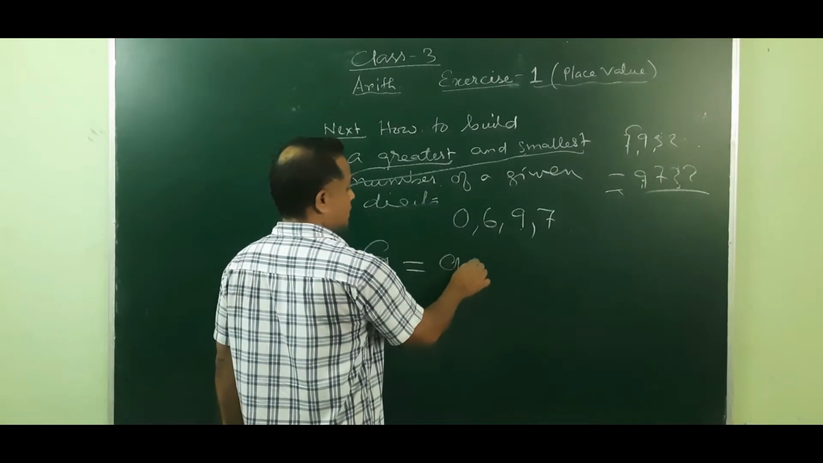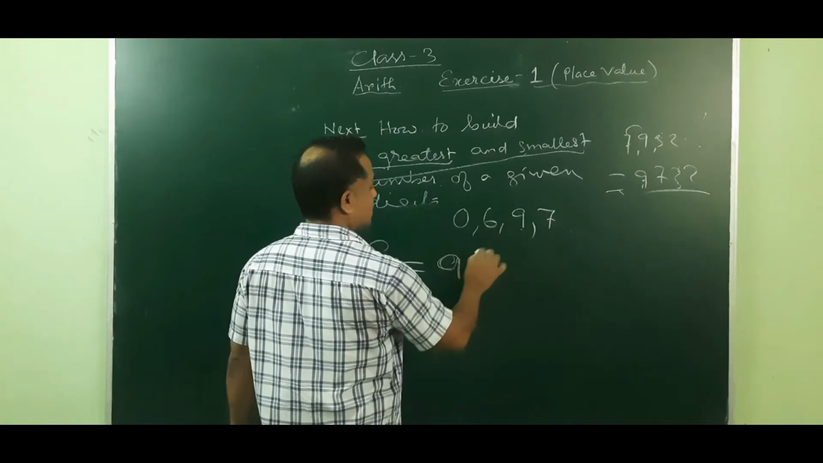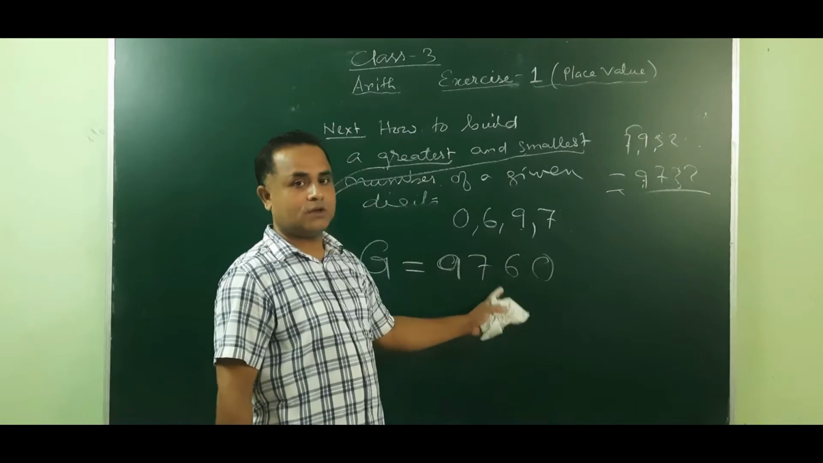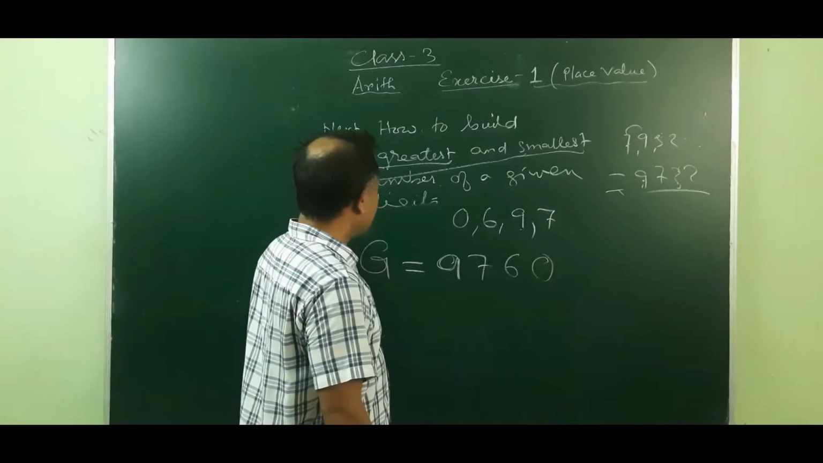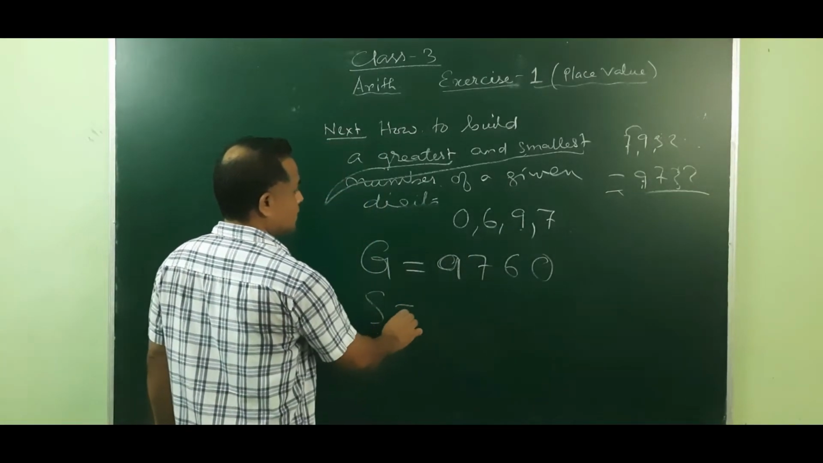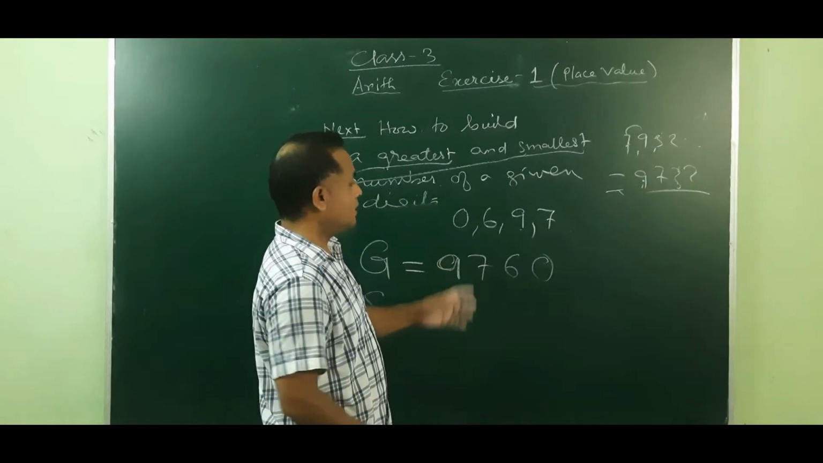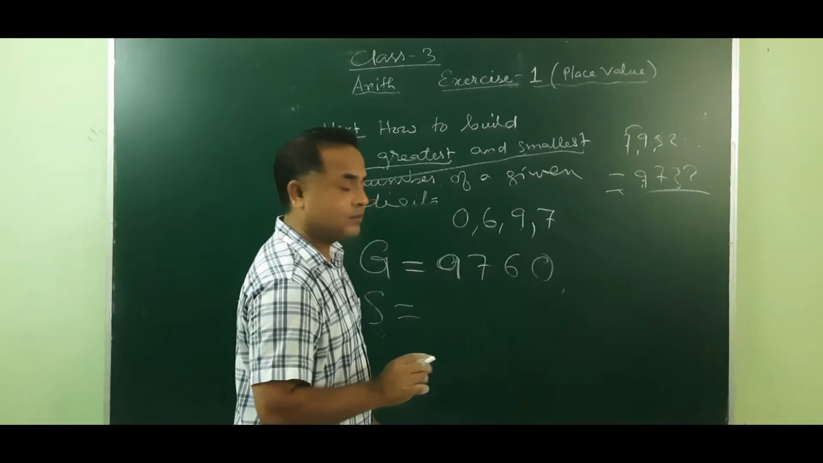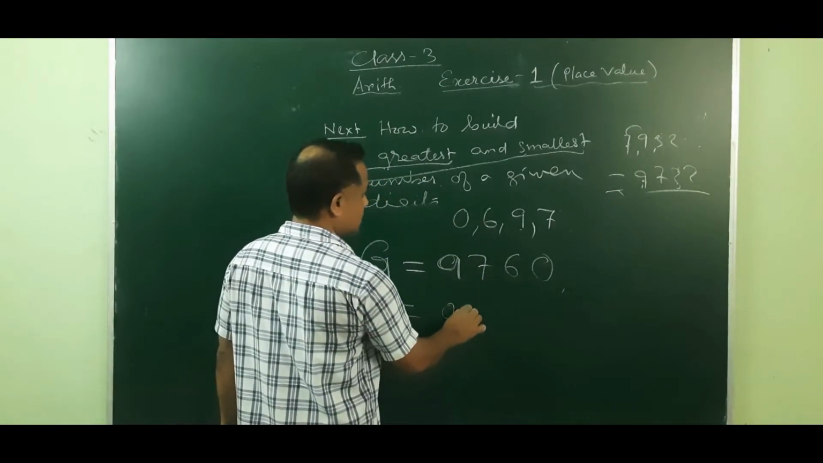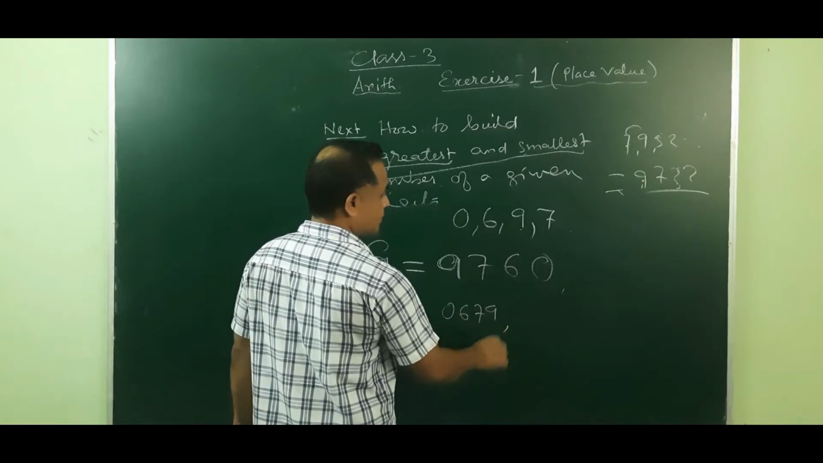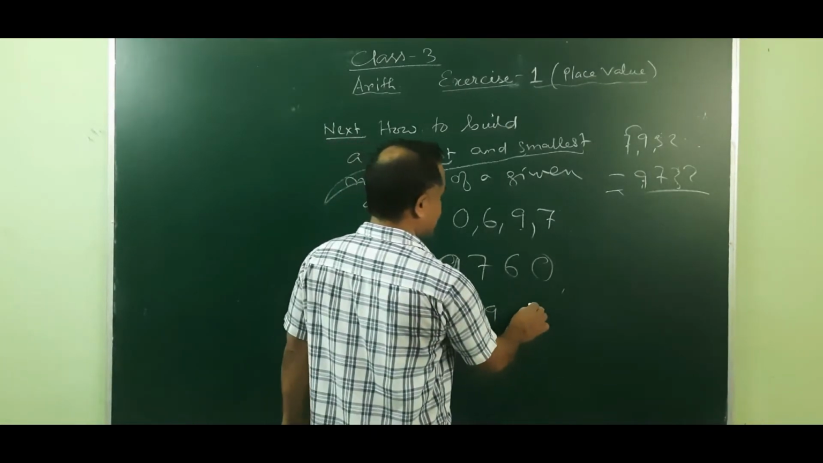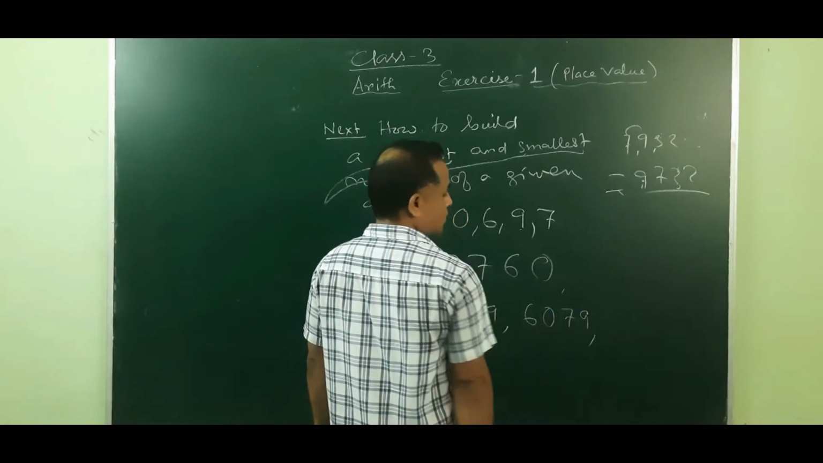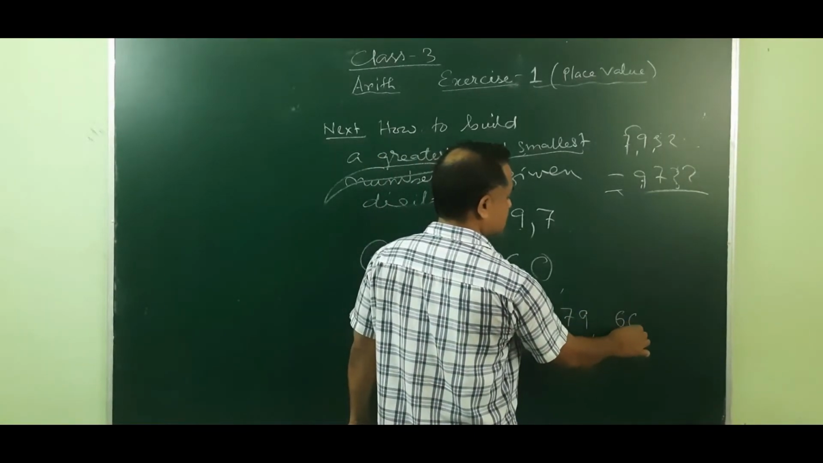That is 9. After 9, greatest 7, then 6 and 0. This is the possibility. Only one possibility. The smallest, again if you write here, there are 3 chances. We will see the chances. You can write 6, 7, 9, or you can write 6, 0, 7, 9, or you can write 6, 0.